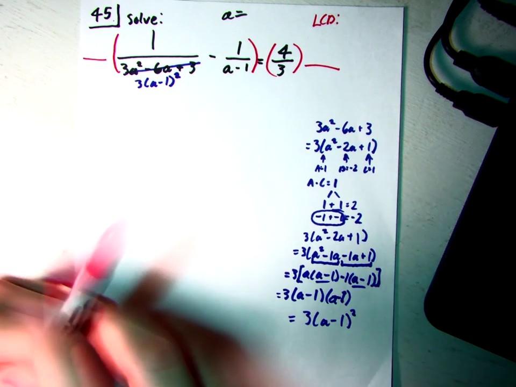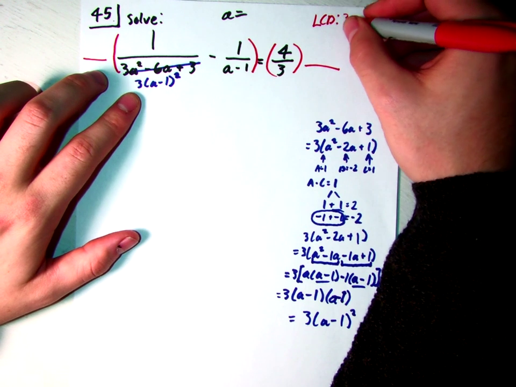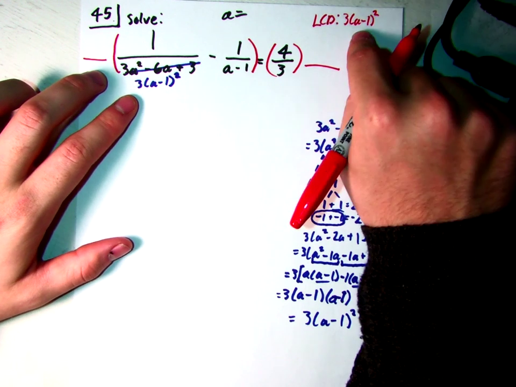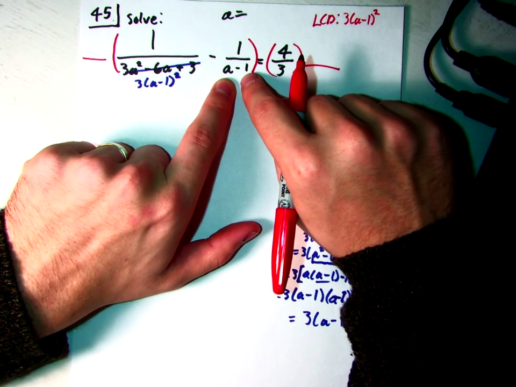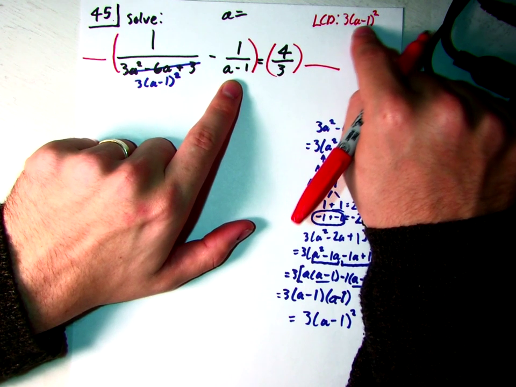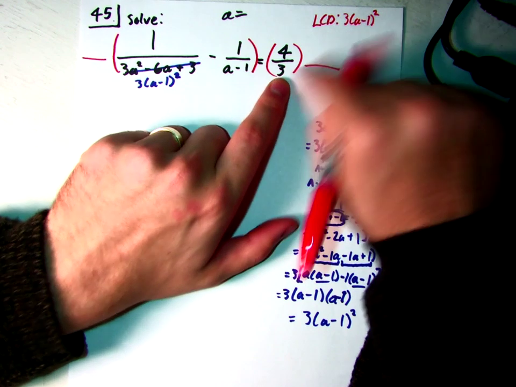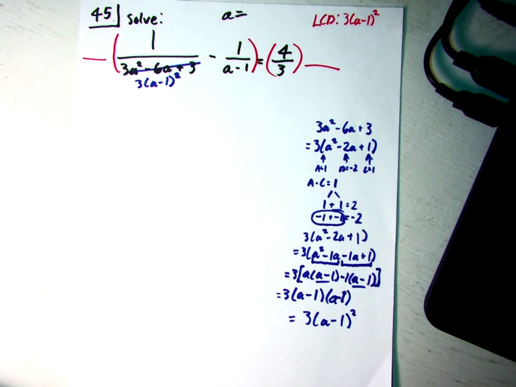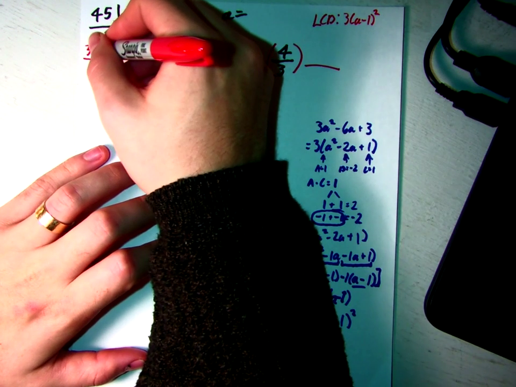Okay, so now I've got to represent all my factors in my LCD. So how am I going to do that? Well, what are the factors of this first denominator? It's 3 times a minus 1 squared, which is just a minus 1 times a minus 1. Factors of my second polynomial, there's just one factor here, a minus 1, but that's already covered. I've actually got 2 a minus 1s here times each other. So that's already covered. Don't need to add another a minus 1. I've already got 2 of them here. And then I've got a 3, but the 3 is already covered too. So that right there is my least common denominator, 3 times a minus 1 squared.